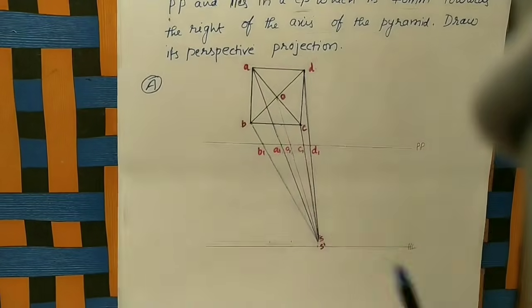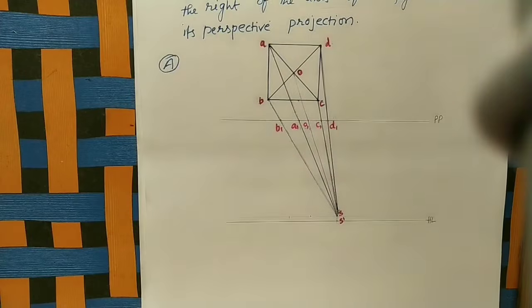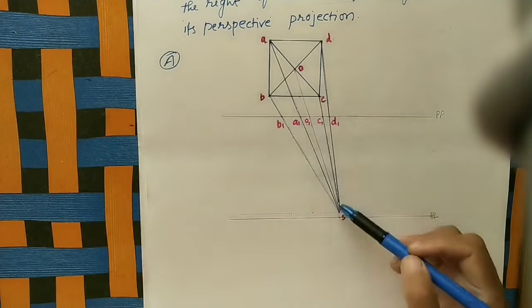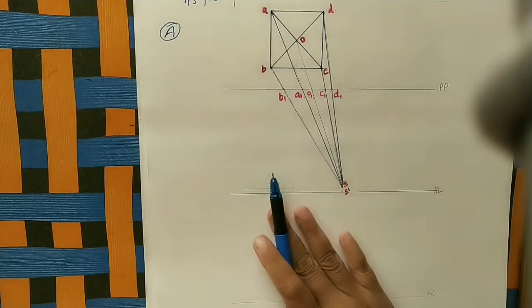So here I did it with different colors for getting the clear view in the camera. Actually we had to do the entire diagram with pencil. After joining all these points, corner points and apex to the station point, this is the top view. Okay, now here we had to do the perspective view.